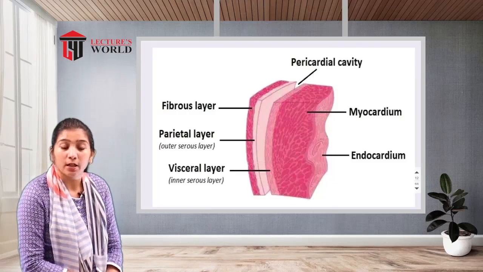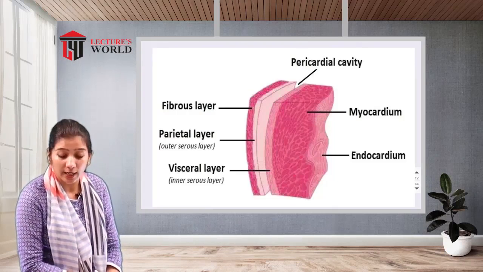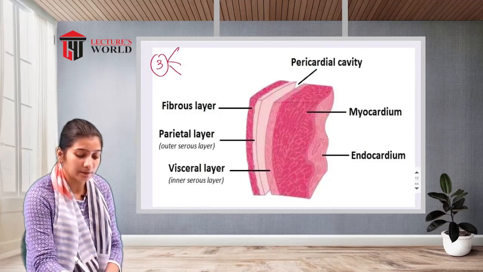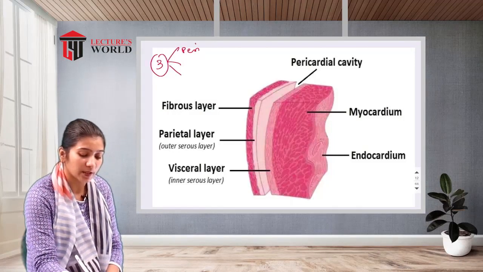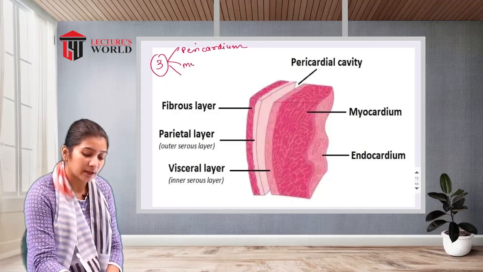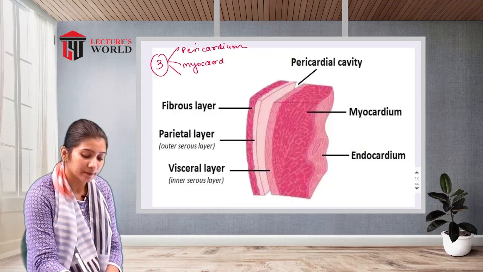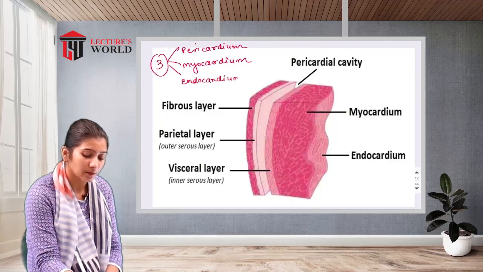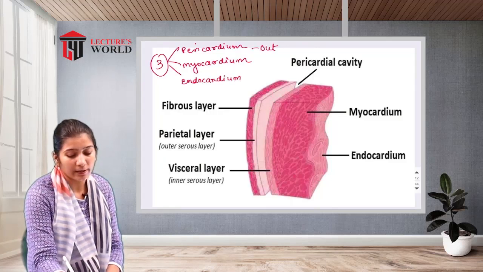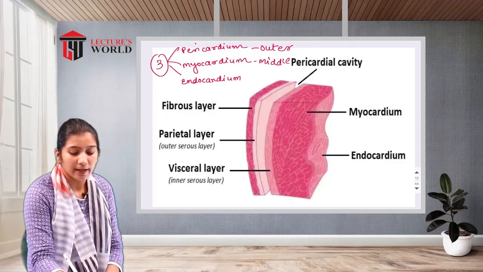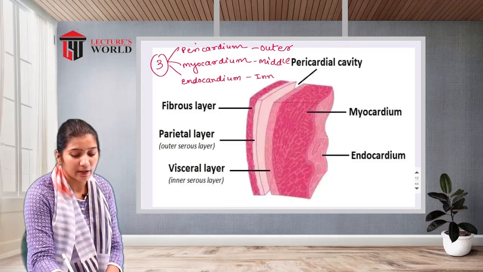So this is the conclusion of the layers of the heart. There are three layers in the heart. The first one is the pericardium, the outer layer. The middle layer is known as the myocardium. And the last one is the endocardium, the inner layer of the heart.